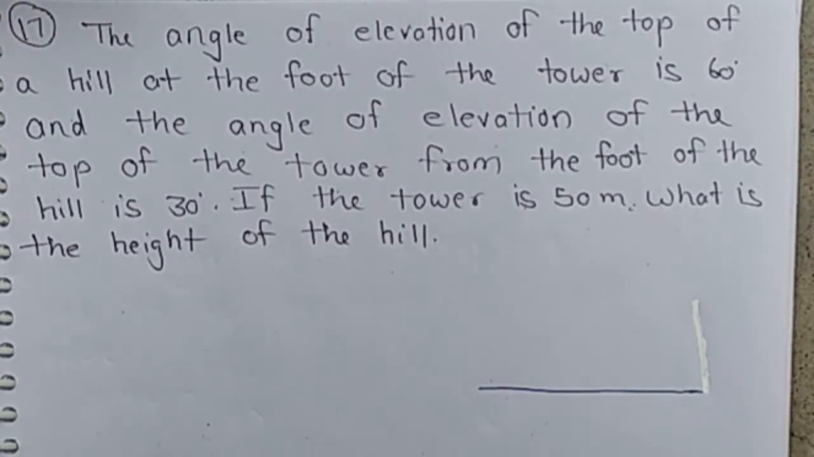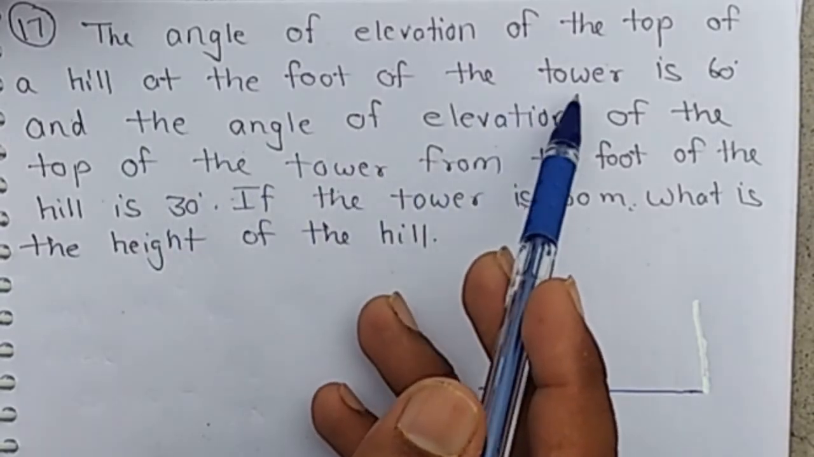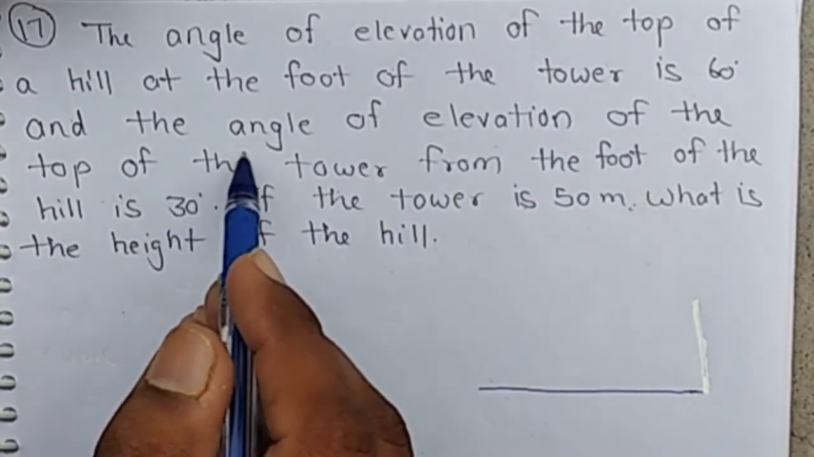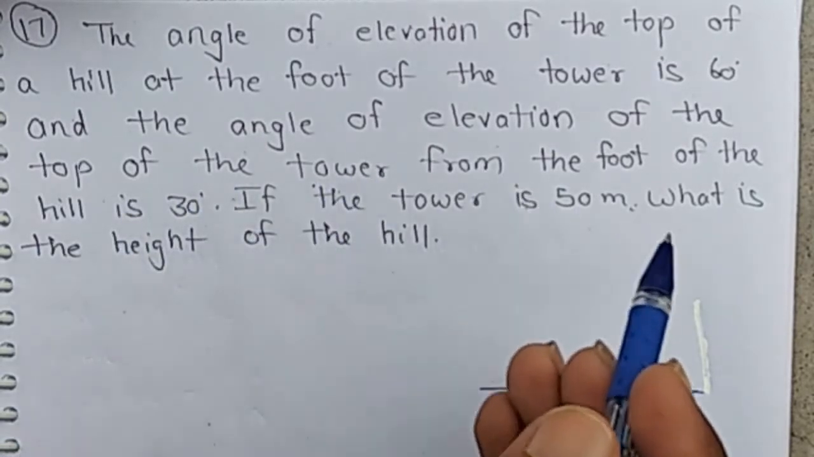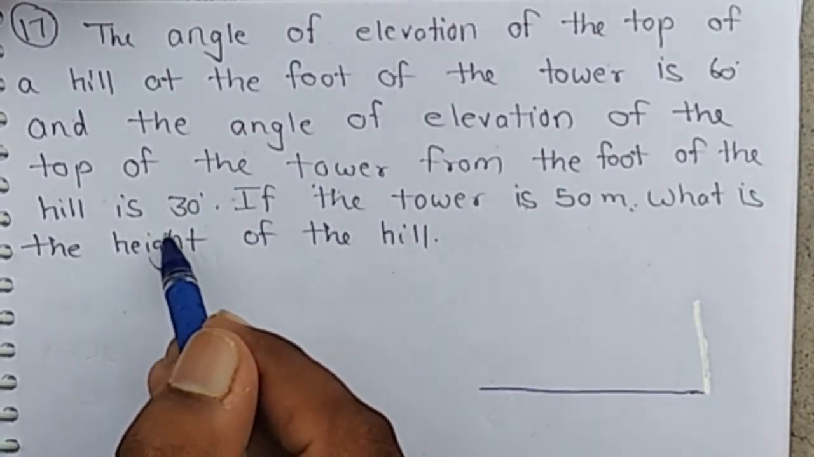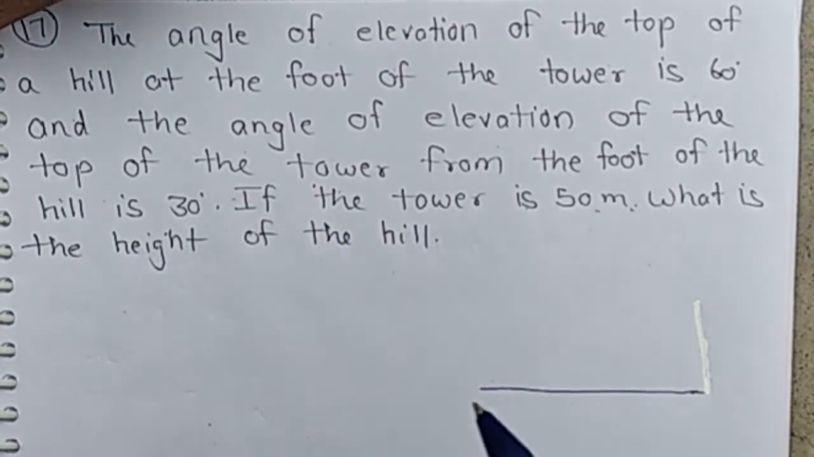Question number 17. The angle of elevation of the top of a hill at the foot of the tower is 60 degree and the angle of elevation of the top of the tower from the foot of the hill is 30 degree. If the tower is 50 meter, what is the height of hill?